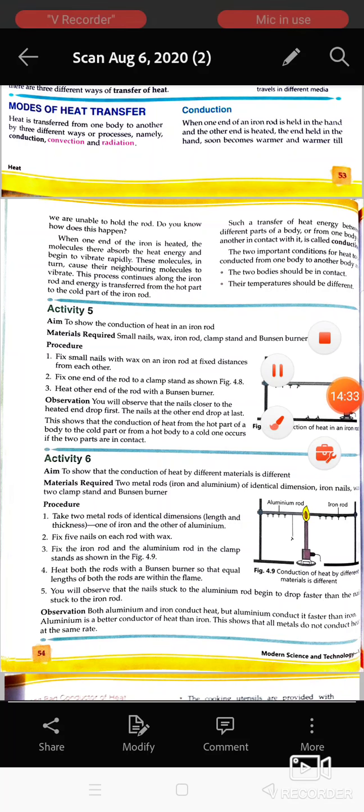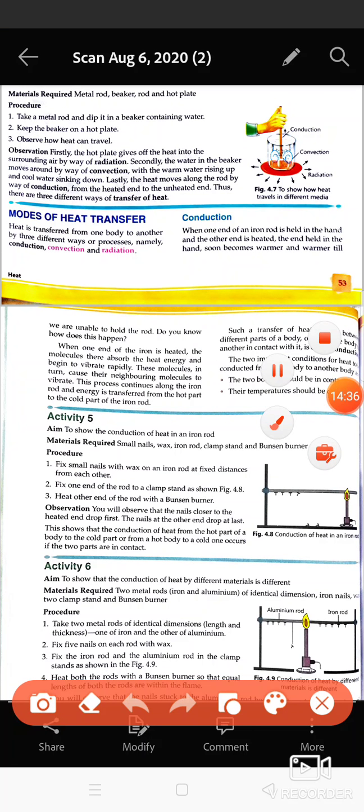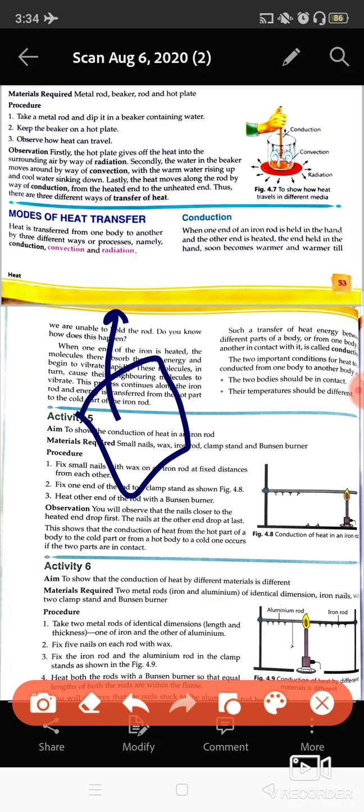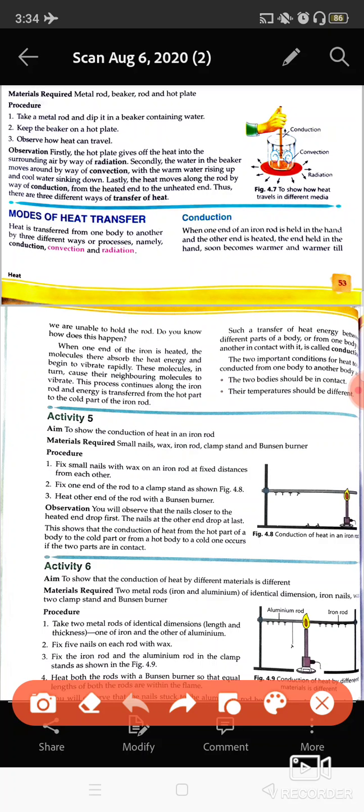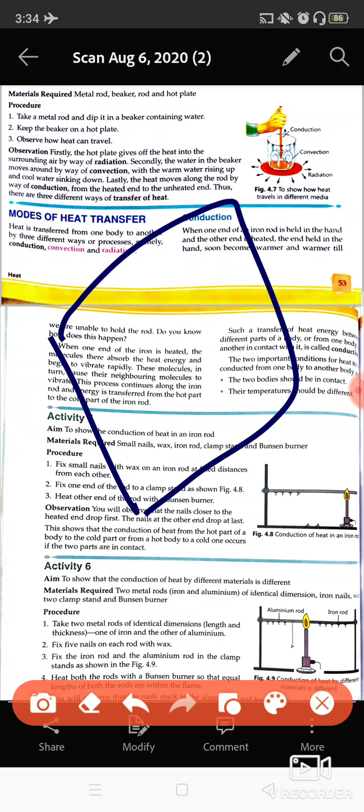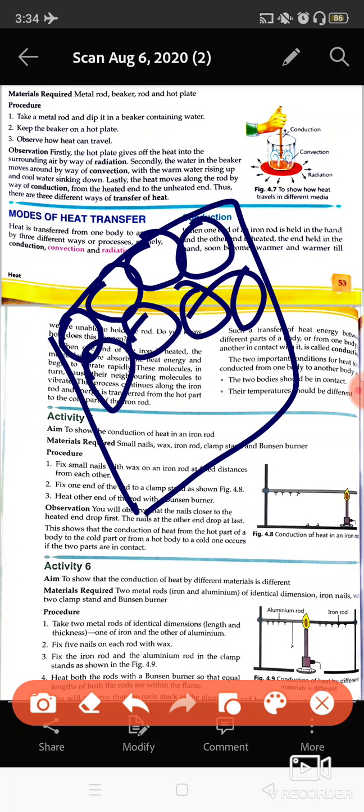So the first one is known as conduction. Conduction is basically a mode of transfer of heat in which the heat energy transfers from the region of high temperature to lower temperature. And this occurs in the case of solids. Because if we talk about solids, you just recall the structure of solids. It is a kind of metal ball, and inside it all the molecules are in close contact with each other.